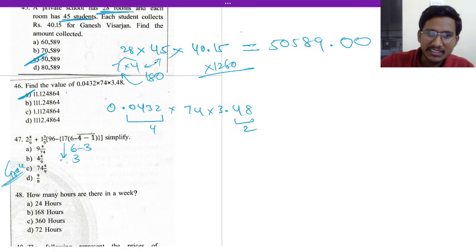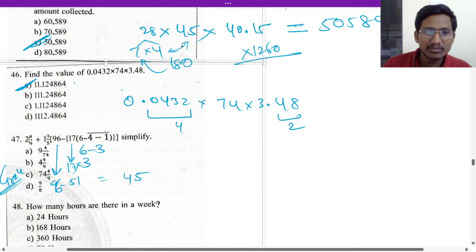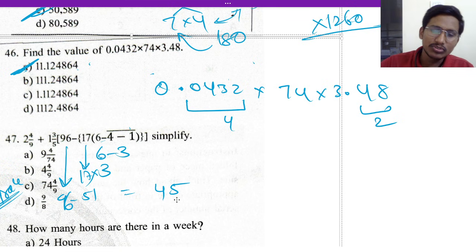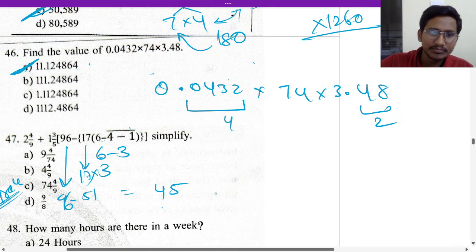So 17 is there. 17 threes are 51. So 51 means 96 minus 51. 96 minus 51, what answer will come here? That is 45. Here 1 and 3 by 5 is there, 1 and 3 by 5, so that is into 45. So that is 1 and 3 by 5 into 45.